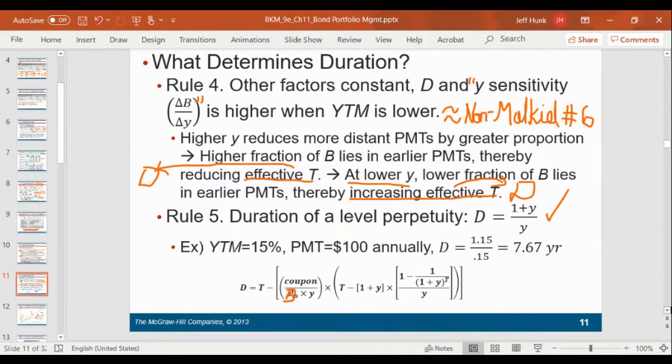Now, I've always wanted to prove this, but I don't have time. It's simply this weighted average, and it would be an infinite series, right? And we don't have time for that. So, for example, yield to maturity 15%, payment $100 annually, and perpetuity.